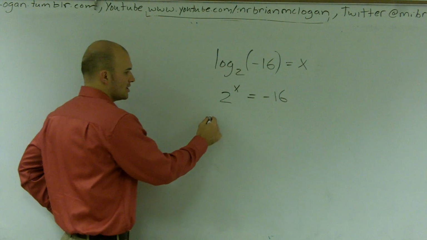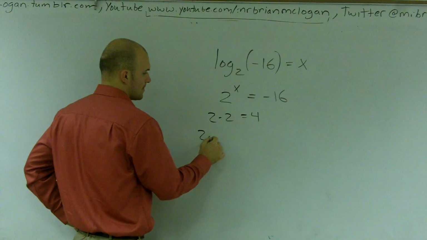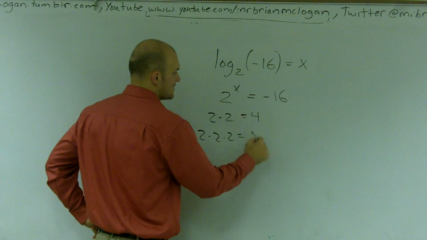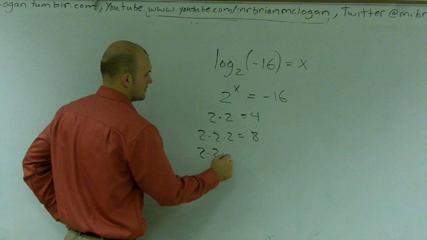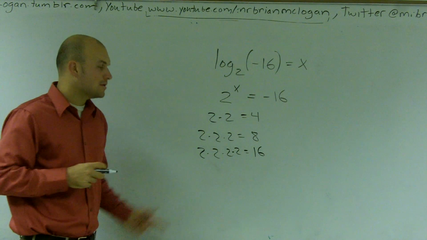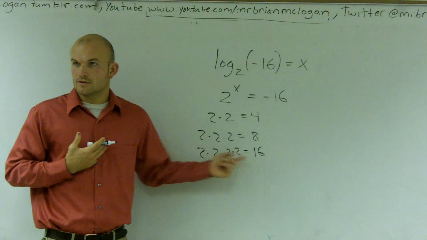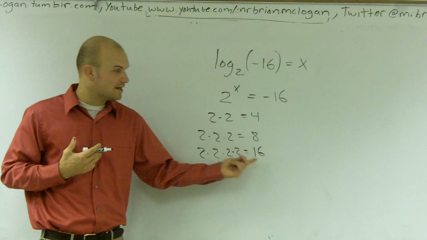2 multiplied by itself, right, twice equals 4. 3 times equals 8. And 4 times equals 16. But there's no way that that can ever be a negative, right? There's no way we can make this a negative number.